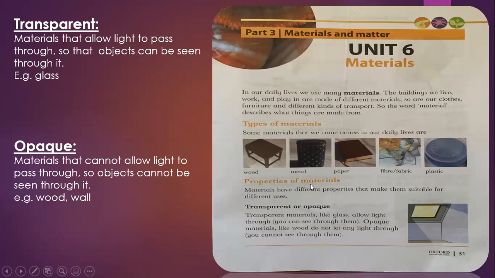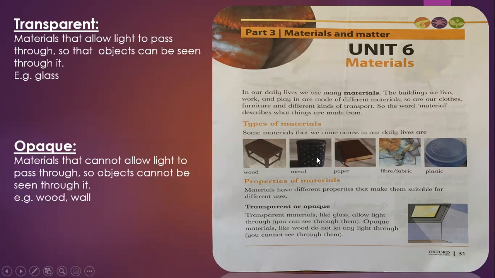We have looked at the types of materials. Now look what we have here, properties of materials. What do they mean by properties? Just read it. Materials have different properties that make them suitable for different uses. Suppose, as I told you, the properties of wood make it suitable for making tables, chairs, doors, windows. We can make different things. Even your pencils are made of wood. So it's a property of wood that you can make these types of things.